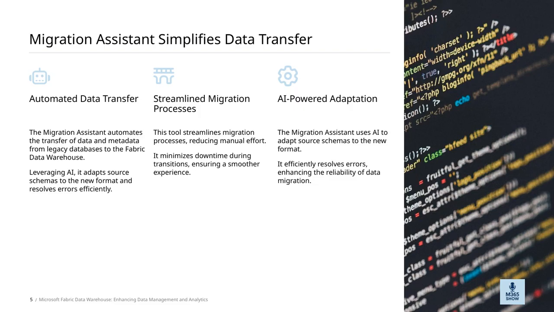Moving on, the Migration Assistant also streamlines the migration processes overall. It automates the transfer of both data and metadata from legacy databases to the Fabric Data Warehouse, saving time and effort. By leveraging AI, it minimizes downtime during these transitions, ensuring that your operations can continue smoothly without lengthy interruptions. In summary, this tool is designed to make data migration faster, more reliable, and less labor-intensive, perfectly aligning with our goal of making data management more efficient and effective.